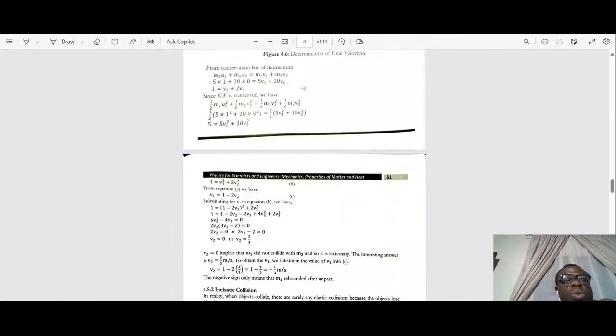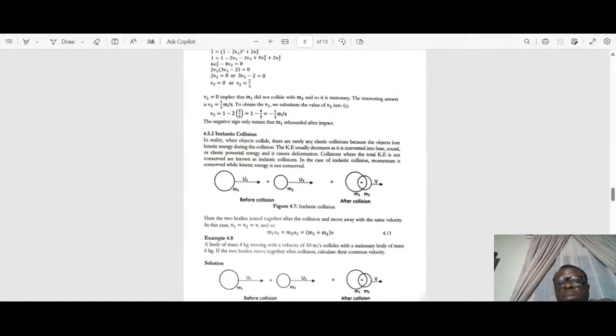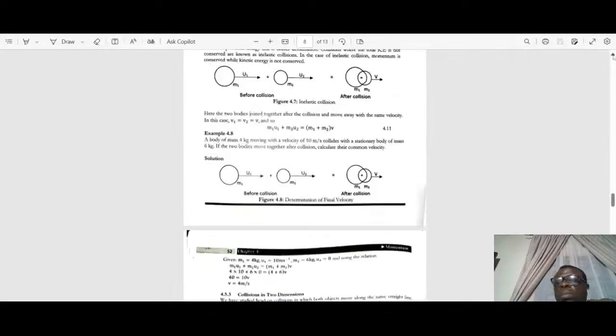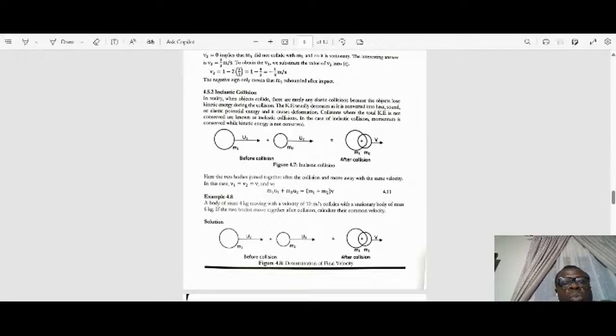So I want us to briefly look at the inelastic collision. Elastic collision is a type of collision where only kinetic energy is conserved. So if you look at section 4.5.2, that is where you have inelastic collision.